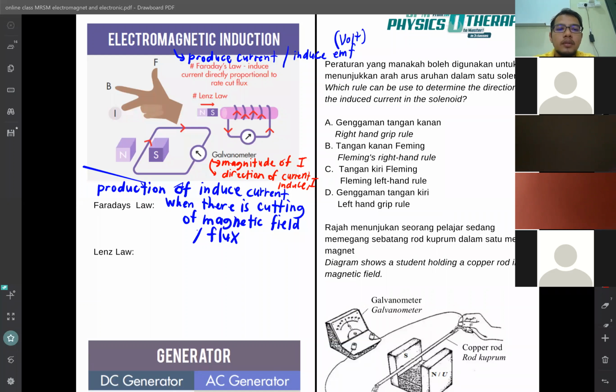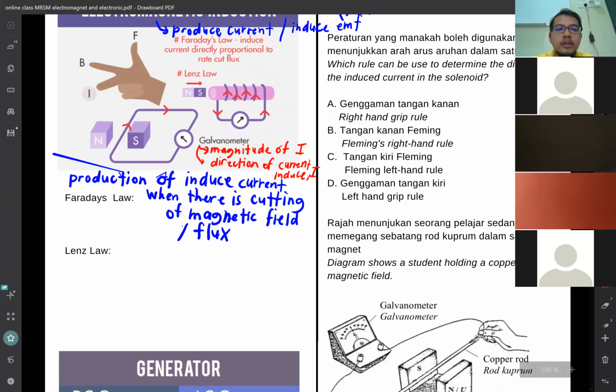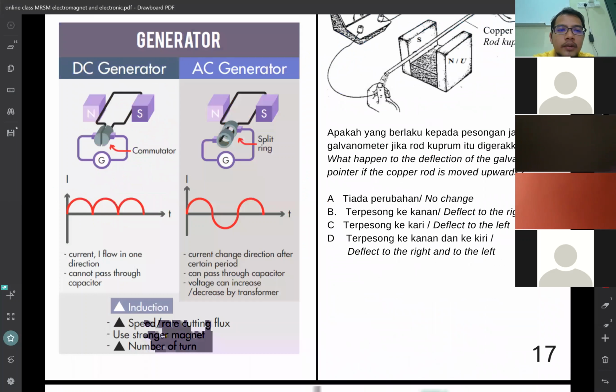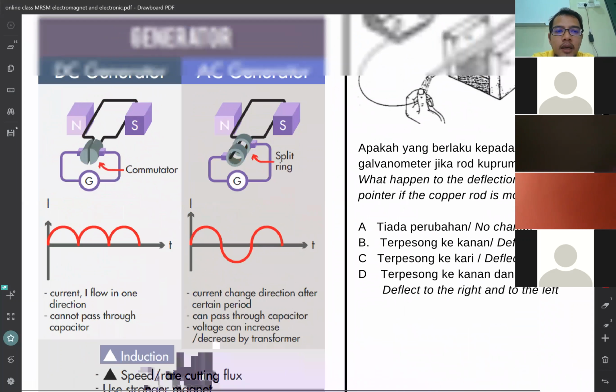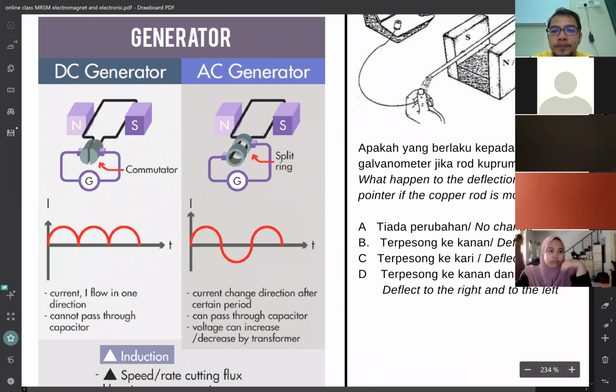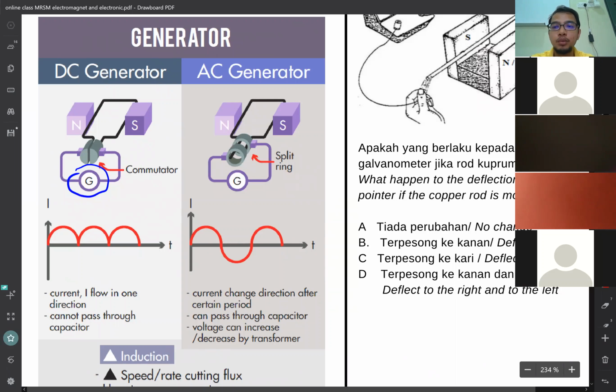Okay, so here as I give you the notes, you see there's a section where you can jot down Faraday's law and Lenz's law. And the application for this is the generator. The difference between generator and motor is that a motor has a battery, a generator doesn't have a battery. They put the galvanometer, or sometimes they just put a bulb.